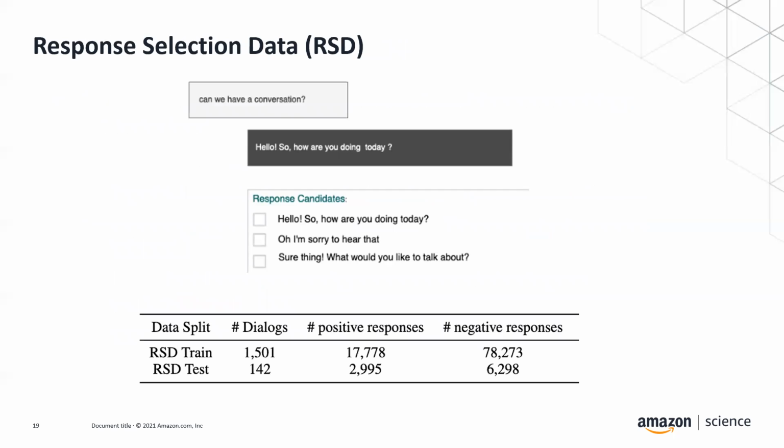And so at the end of our collection, which we just call response selection data, or RSD for short, we have around 1,500 for training and 142 for testing. And we have around 17K positive responses and 78K negative responses.